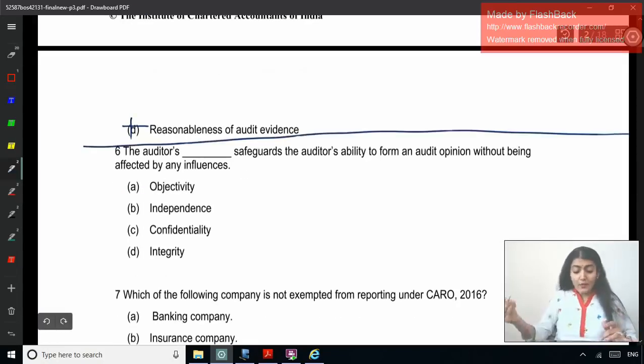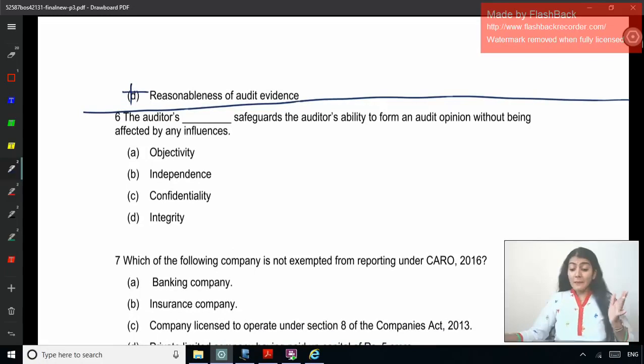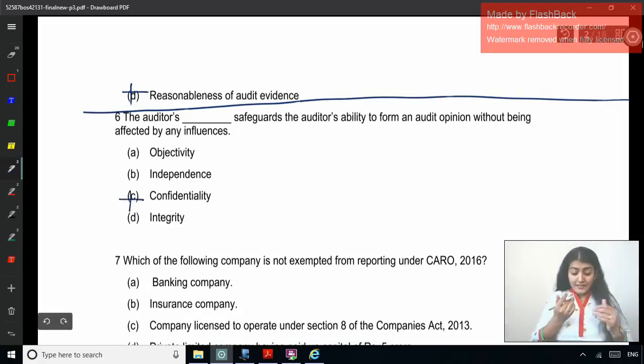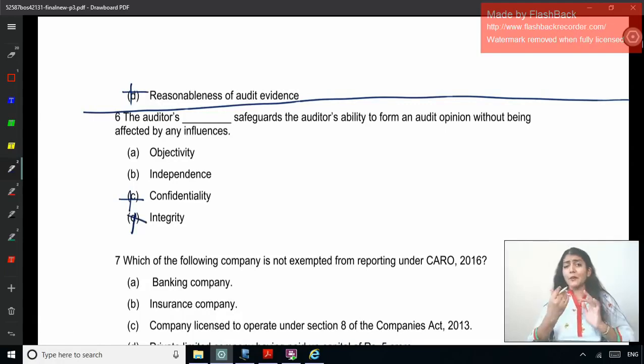Next one. The auditor's dash safeguards the auditor's ability to form an audit opinion without being affected by any influences. So what safeguards the auditor's ability to form an audit opinion without being affected by any influences means there is no subjectivity. He is giving an objective opinion, an unbiased opinion, an impartial opinion, not influenced by others. So objectivity, independence, confidentiality, integrity. I think confidentiality is straight away out. Integrity also won't come. What may come to your mind is also objectivity along with independence.